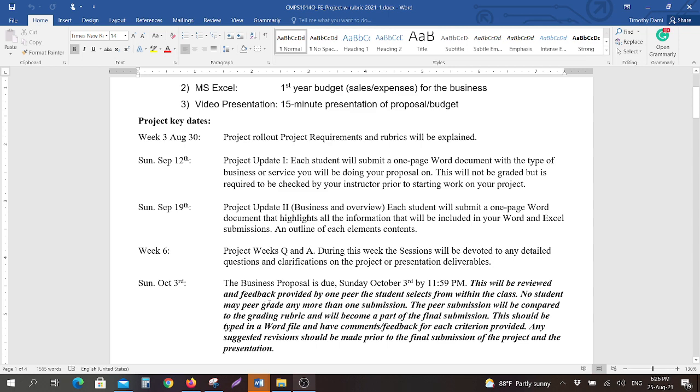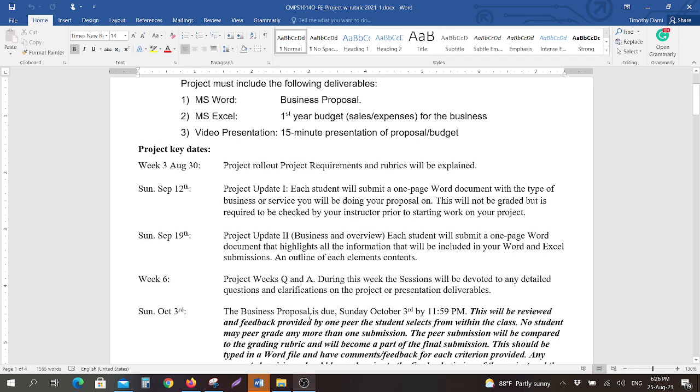Good day, everybody. We're going to go into the business first year budget for the business project, which will be done in Excel. This will cover the sales and expenses for the business. This is a budget, so that means it's a projection of what your business will be spending and earning, and therefore telling your lecturer whether or not you plan on making a profit or a loss and how much.